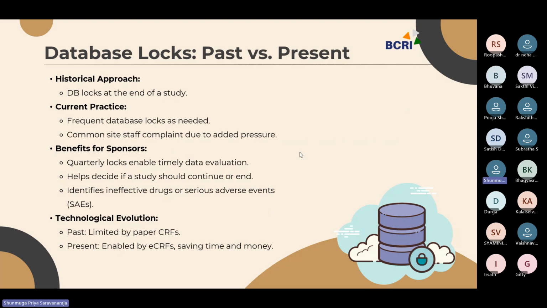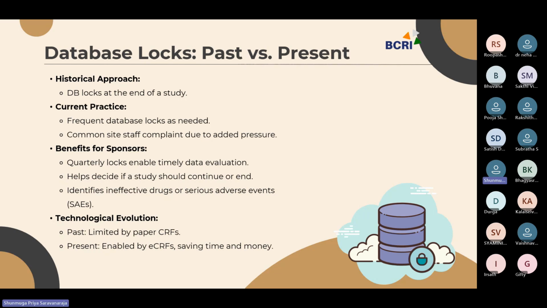So here are the trends, past and present. As a historical approach, the DB lock usually happens at the end of the study, whereas in current practice, we have frequent database locks as needed, like interim locks or DSMB locks. This adds pressure on site staff, but it benefits the sponsors as well as the people who conduct the trials. For example, quarterly locks in a huge population study enable timely data evaluation, so data will be locked as and when the entire cleaning is completed.